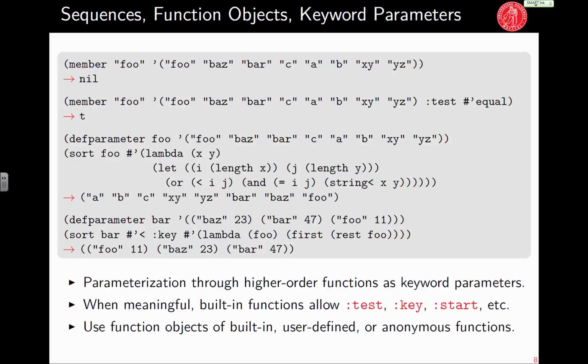Of course, I can combine various keyword arguments. So the paradigm, the general idea, is parameterization through higher order functions as keyword parameters. And most of the built-in operations, notably the sequence operations that we just introduced, allow :test, :key, :start, :end. So when I want to count only in a subsequence, I can do that from :start to :end. I give it some indices and it will only consider the subsequence within these indices.